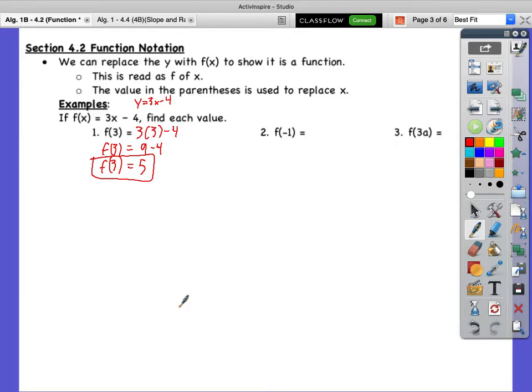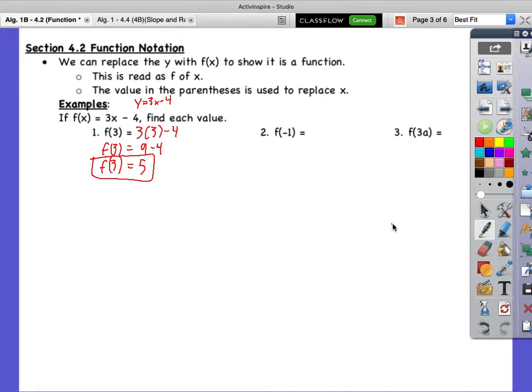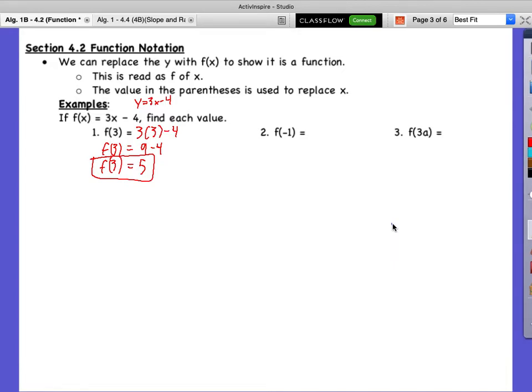What this would have been like before, if I show you guys what it would have looked like before, okay, if we have our heads up and we're looking at our board here. Okay, if I would have had this y equals 3x minus 4, everything's the same except for f of x is y.